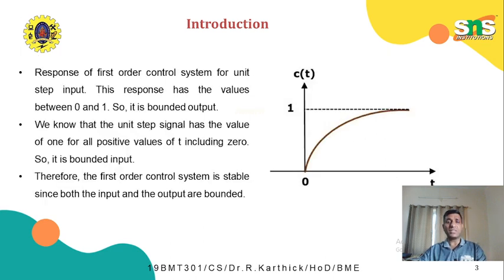Now just consider this response. It is the response of a first order system for a unit step input. You can see the response has values between 0 and 1, which means the output is bounded. And we also know that the unit step input signal has a value of 1 for all positive values of t including 0, which means the input is also bounded. Therefore the first order control system is stable since both input and output are bounded. This is an example of a BIBO system.